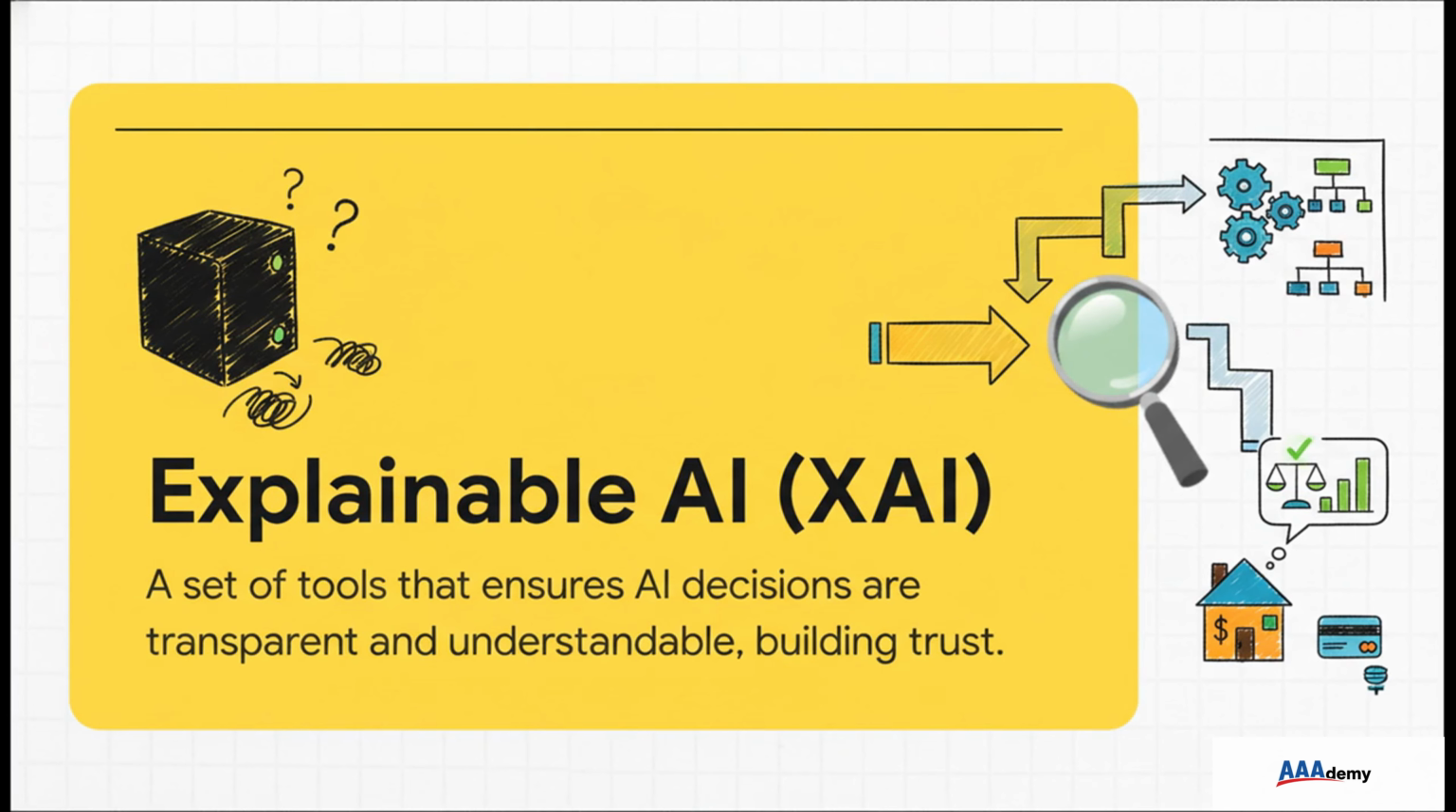To help with all this, there's a new field popping up called explainable AI, or XAI. And the whole goal is to open up that AI black box. Instead of an AI just giving you an answer, XAI helps it show its work. So if an AI system denies someone a loan, it won't just say no, it'll explain why, pointing to things like a low credit score or too much debt. That kind of transparency is absolutely essential for building trust and holding these systems accountable.